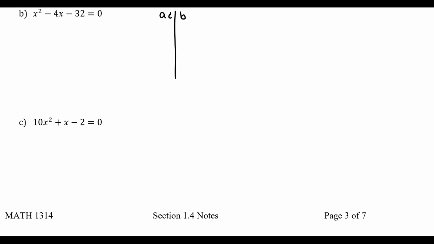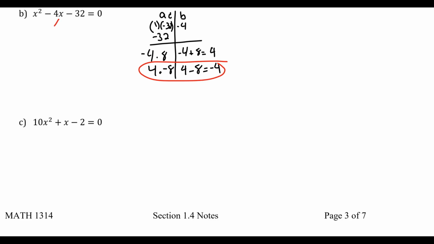So my A in this case is an understood 1. My C is a negative 32. My B is a negative 4. So I want something that multiplies to give me negative 32 and adds to give me negative 4. Well, if I look, I can use negative 4 and an 8. Notice I'm having to use at least one negative because of this sign. So negative 4 plus 8 actually gives me a positive 4. I want a negative 4. So let's try 4 times a negative 8. 4 minus 8 gives me a negative 4. That's the pair that I want to use.